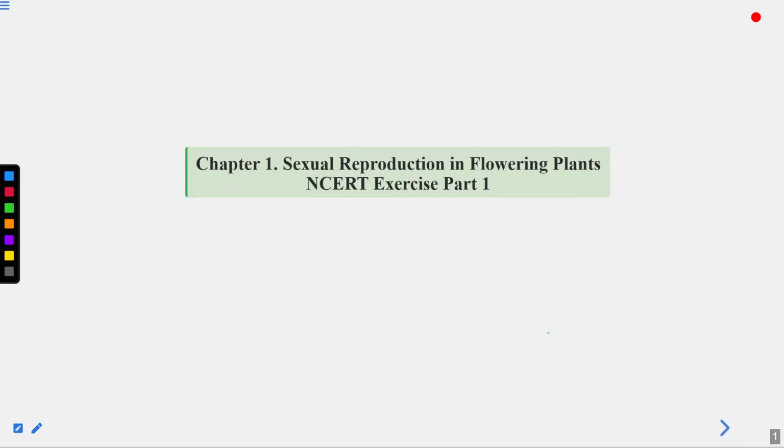Hello everyone. Welcome to the session of Sexual Reproduction in Flowering Plants NCERT exercise part 1. Today we are going to solve the NCERT exercise from the chapter Sexual Reproduction in Flowering Plants, and today is the first part of this NCERT exercise.